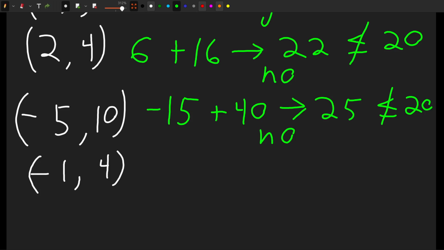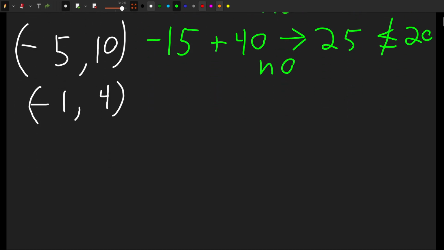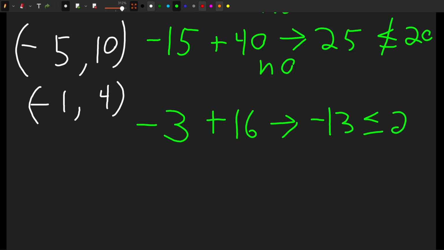And that'll leave us with (-1, 4). So -1 times 3 is -3. 4 times 4 is 16. -3 plus 16 gets us 13, and that is indeed less than or equal to 20. And so that is a yes. Okay.